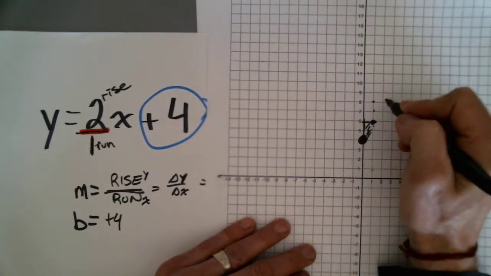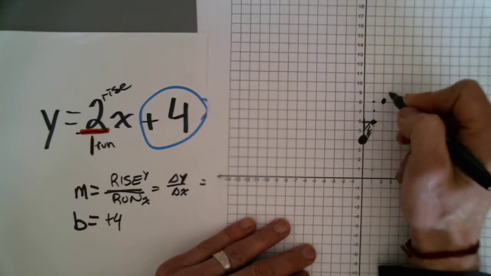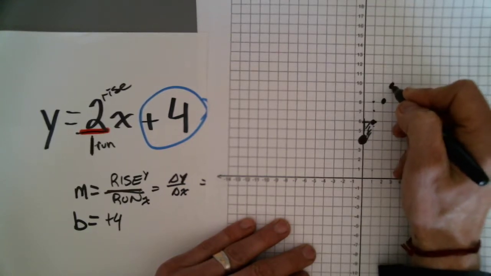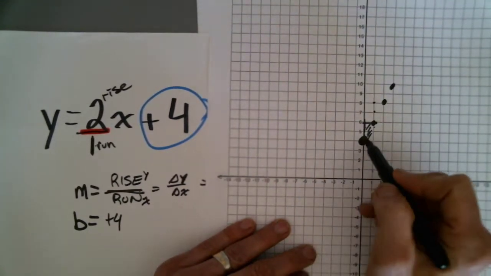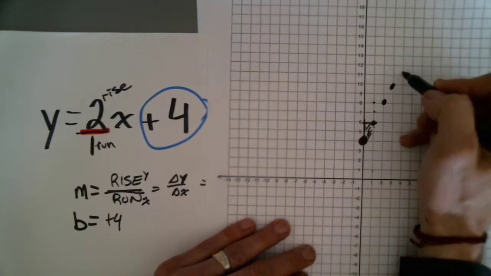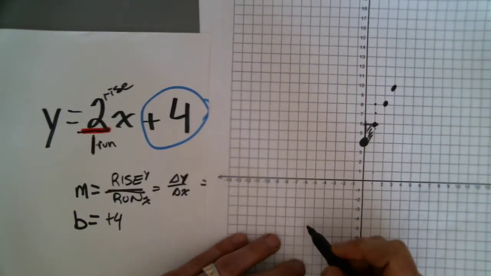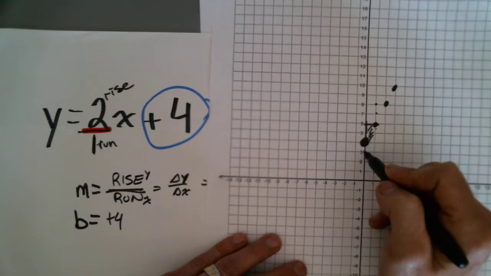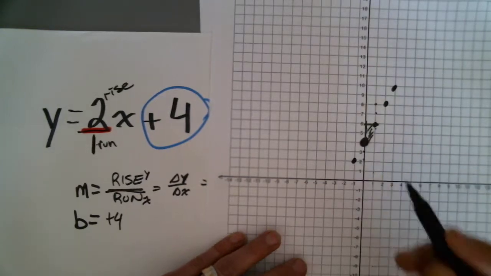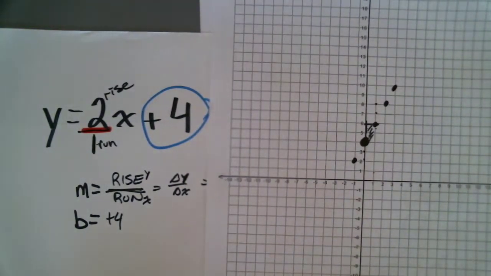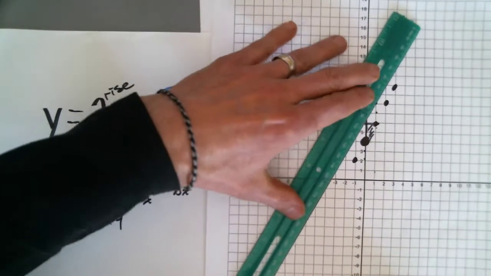Now, I'm going to do that again. Up 2 over 1. Up 2 over 1. Here's a fun trick. If I am starting here and I go up, how would I continue that line the other direction? Go down 2 and over 1. See how that dot's on the same line? Really, guys, that's all you need to do this graph.